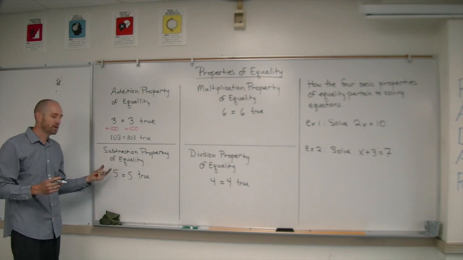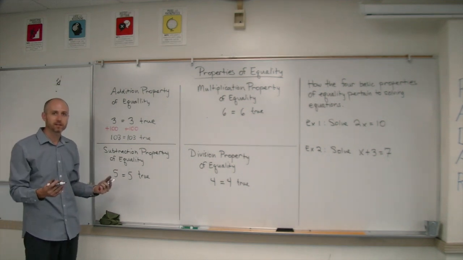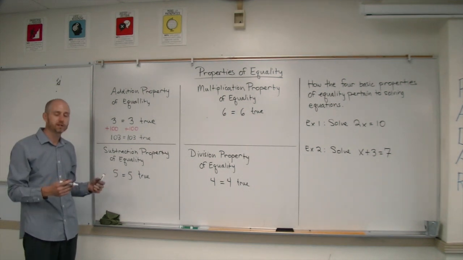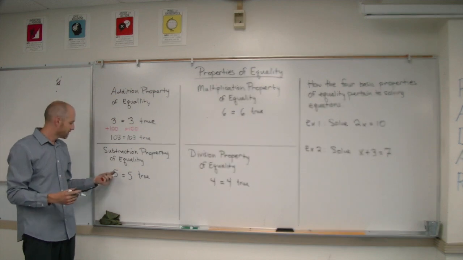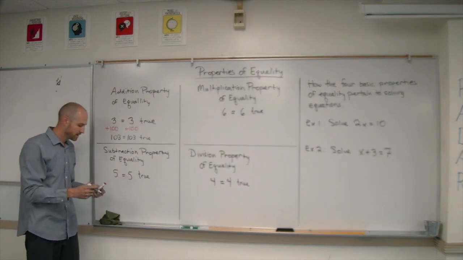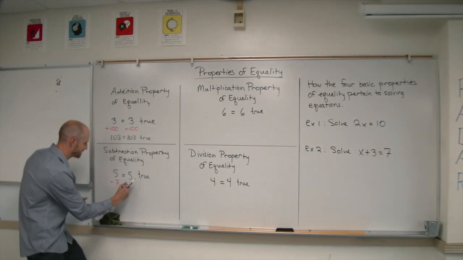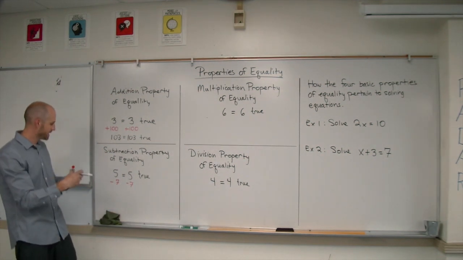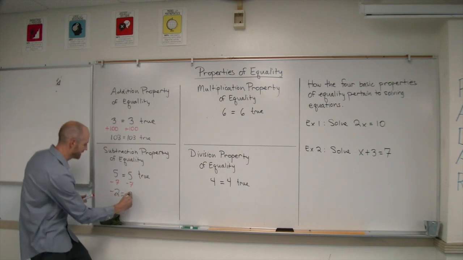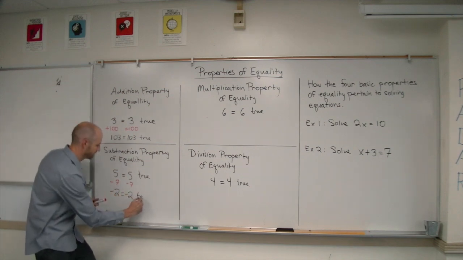Subtraction property of equality works the same way. It says if you subtract the same number from both sides of an equation, the statement will remain true. 5 equals 5 is a true statement. You can subtract a number like 7 from both sides, and what you'll get is negative 2 is equal to negative 2. Still a true statement.